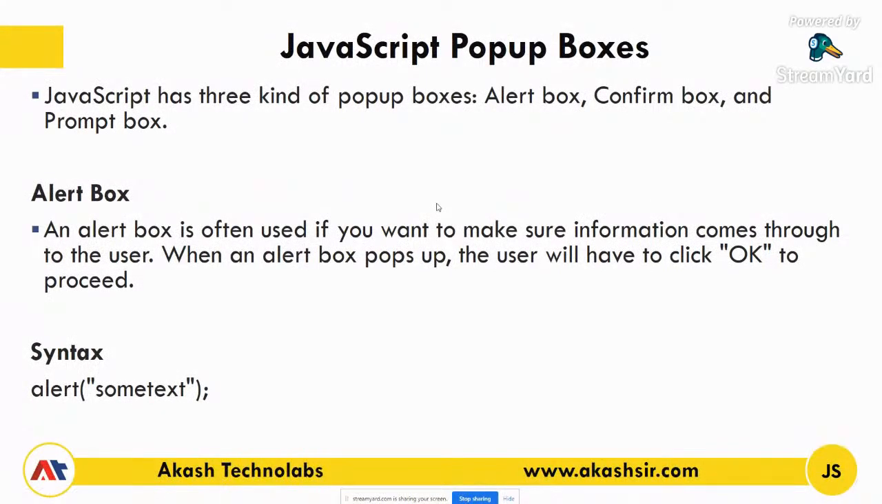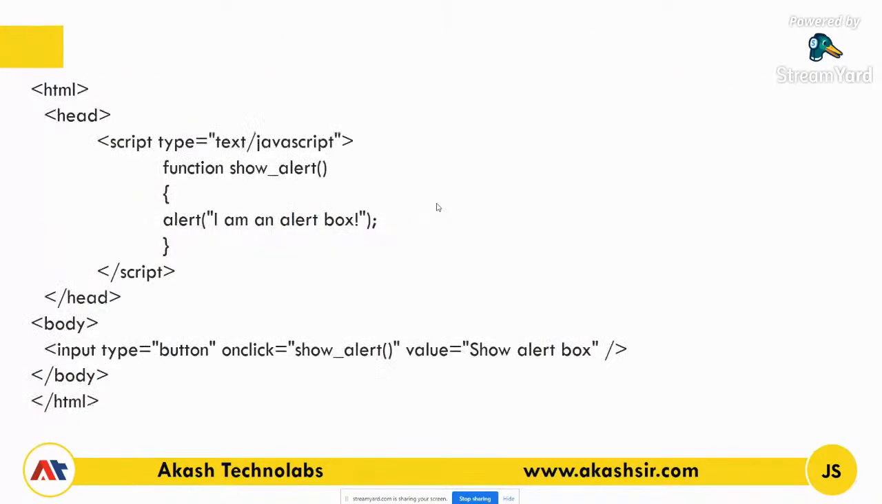So JavaScript pop-up boxes. In JavaScript we have 3 types of pop-up boxes. One is alert, the second one is confirm, and the third one is the prompt box. So the alert box, you know very well, whenever we want to display some message, for that we have to use the alert. Okay. So you can see this is a simple example.